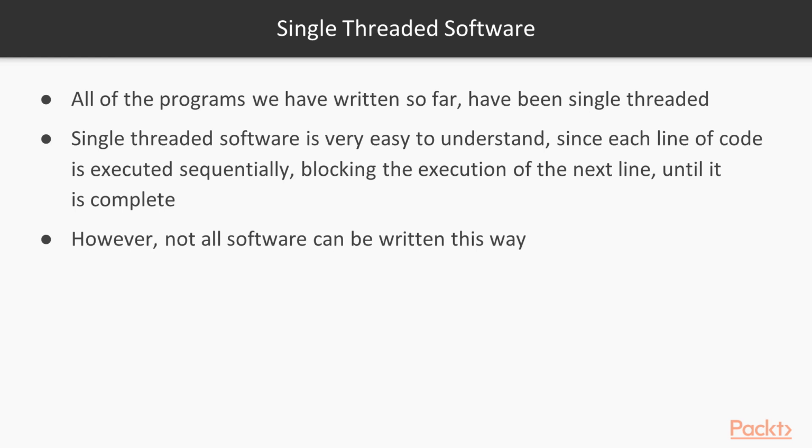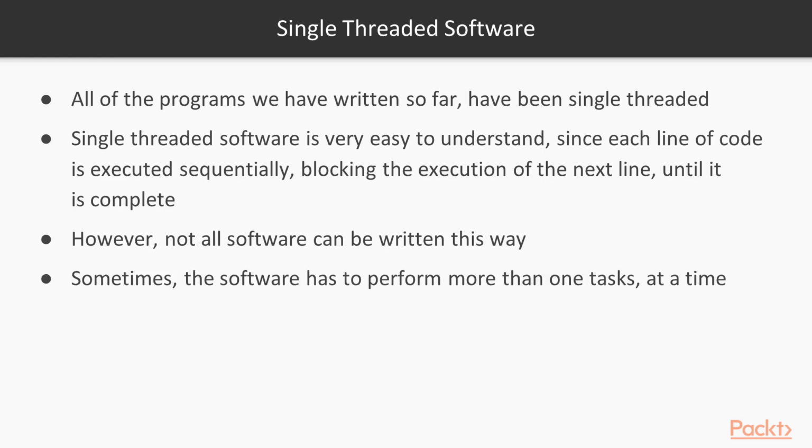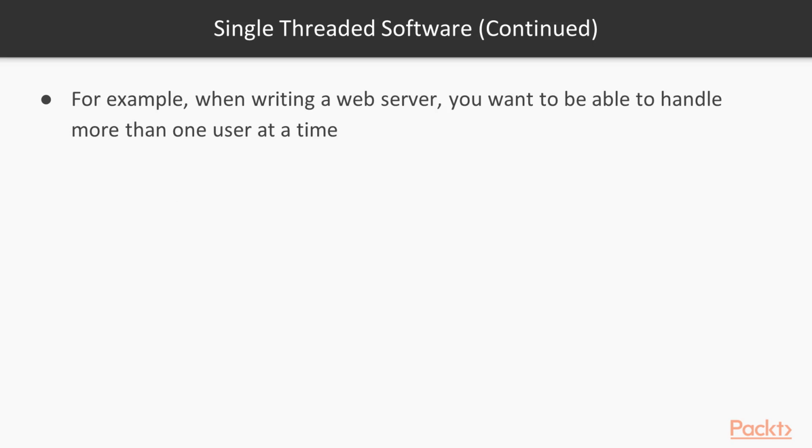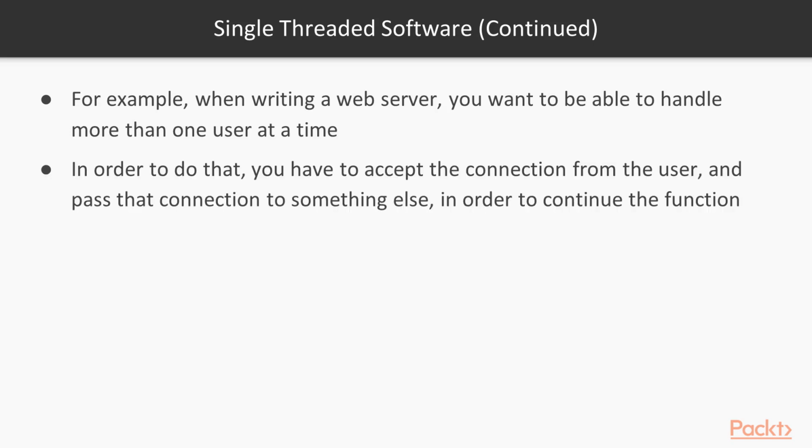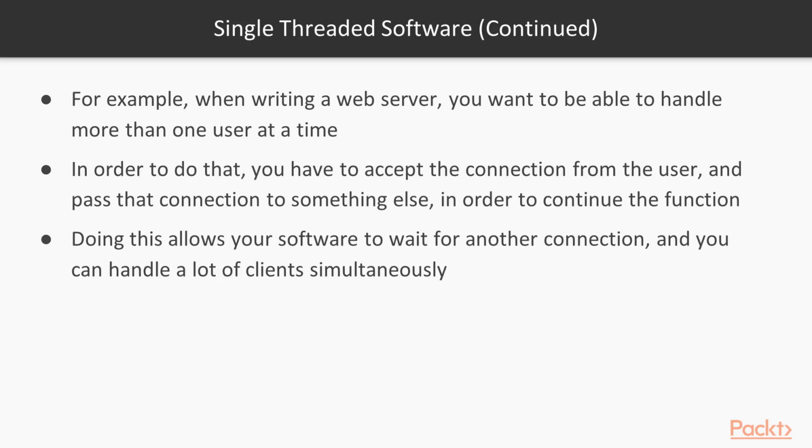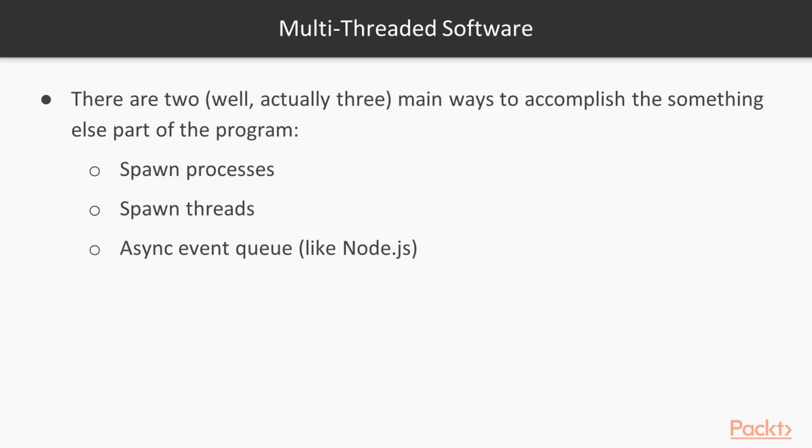However, some software cannot be written in this way, and it has to do more than one thing at a time. For example, when writing a web server, you want to be able to handle more than one user at a time. In order to do that, you have to accept the connection from the user and then pass that connection to something else to continue the function. Doing this allows your software to wait for another connection while servicing the first one, and it will handle multiple clients simultaneously. There are three main ways to accomplish the something else part of this program.